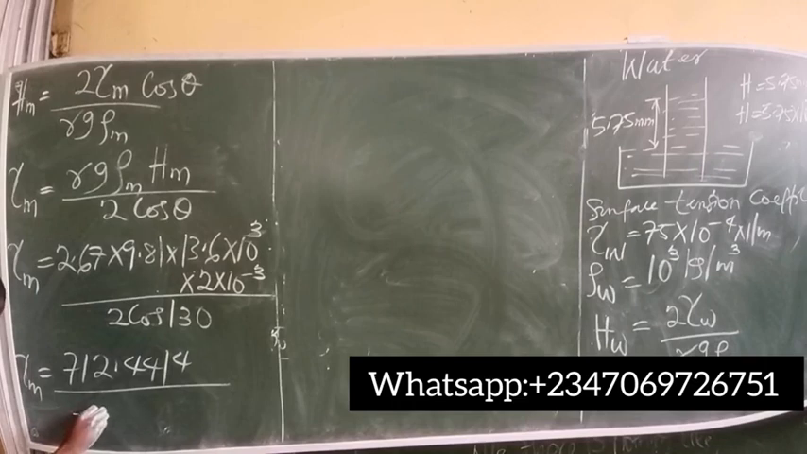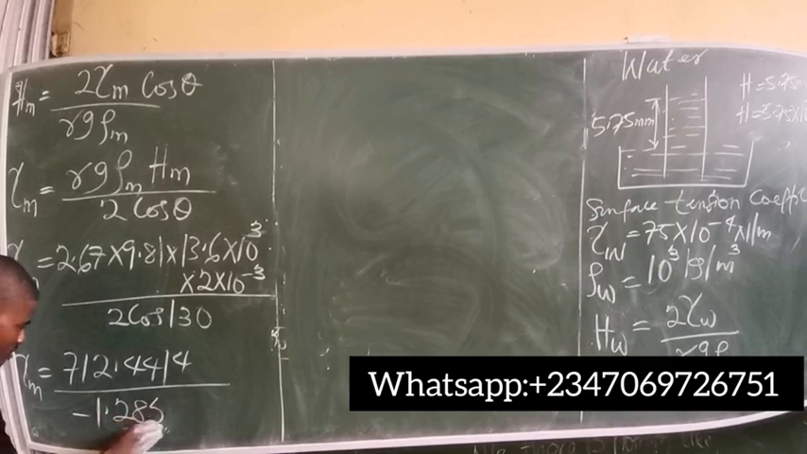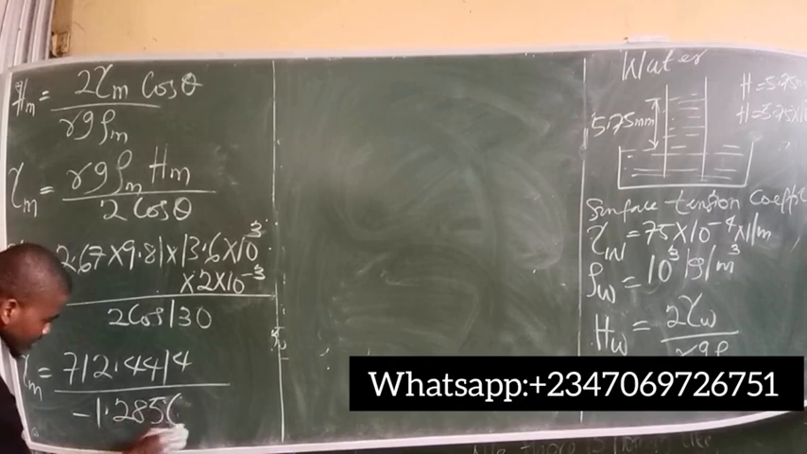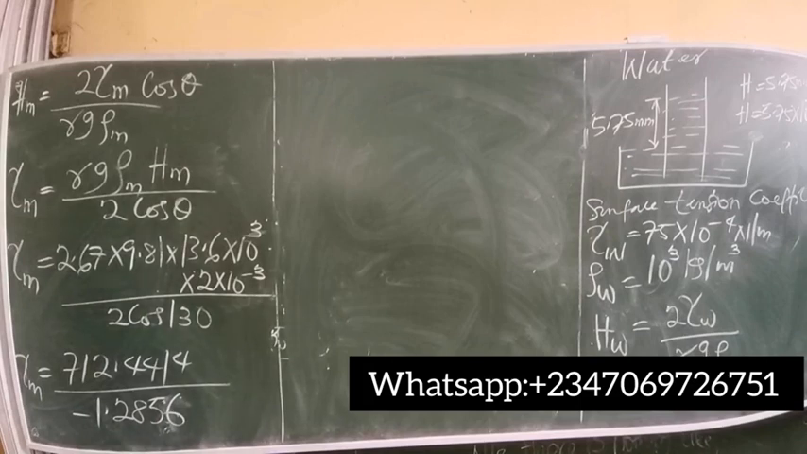That is minus 1.2856. All right, so we simply have this. Now the negative sign actually shows the depression in the height of mercury in the tube. That's what the negative sign shows. That's the reason why we're having a negative value here. It actually shows depression of height in the tube.